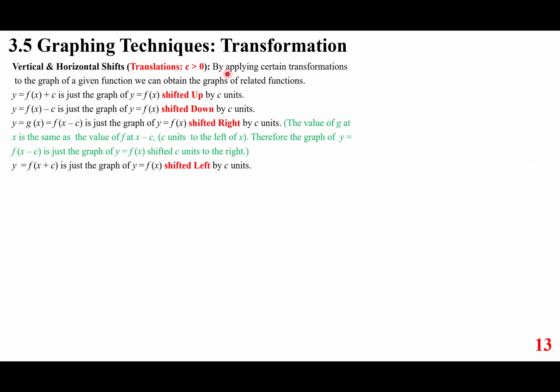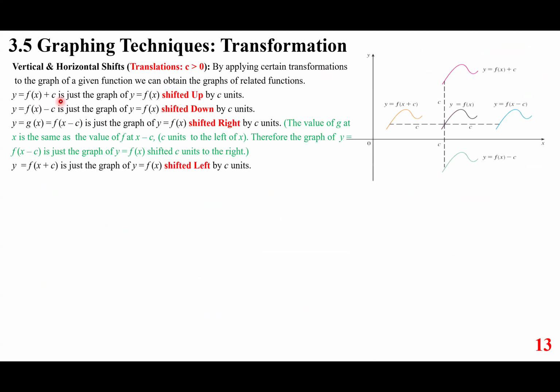Vertical and horizontal shifts. Translation, we are assuming c is a constant, a number that is positive. By applying certain transformations to the graph of a given function, we can obtain the graph of a related function, f of x plus c, and so on. So first, let me also show you the graph. So here's the graph, y equals f of x.